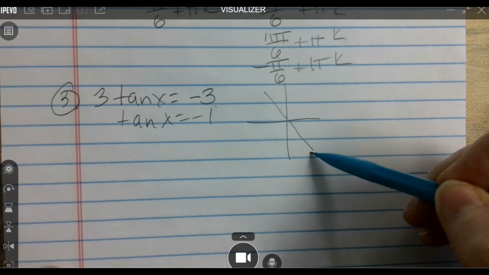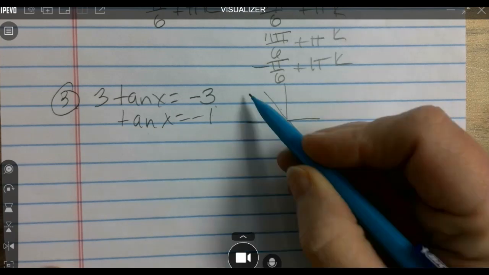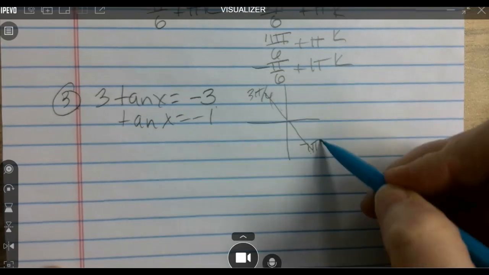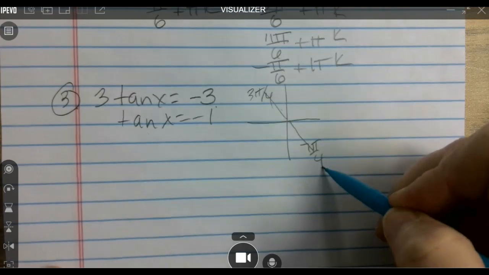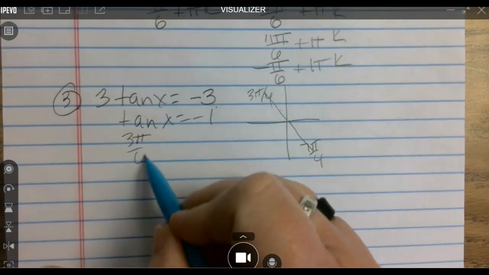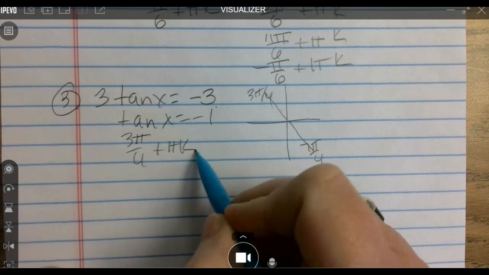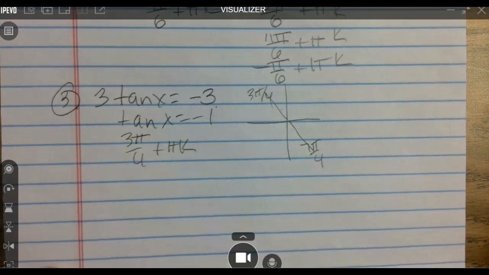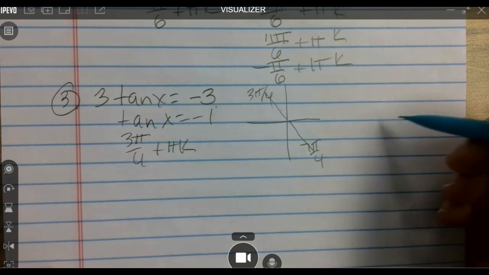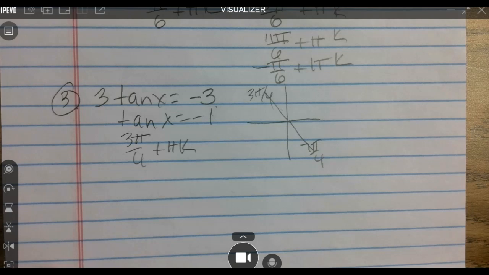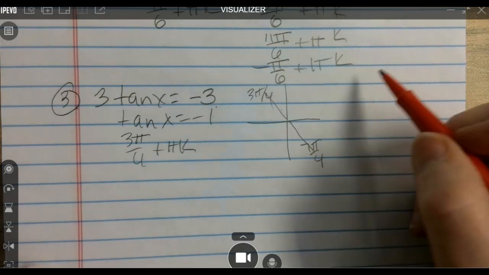3 pi over 4, 7 pi over 4? Agreed? So 3 pi over 4 plus pi k? Did you check your domain restriction? Shame. Tisk, tisk, tisk. You might be right, but did you check it? If you did, good for you. If you didn't, shame, shame, shame.